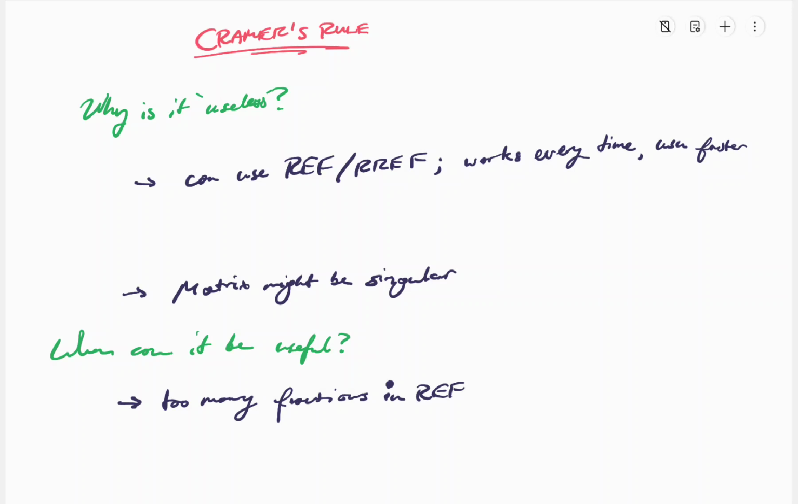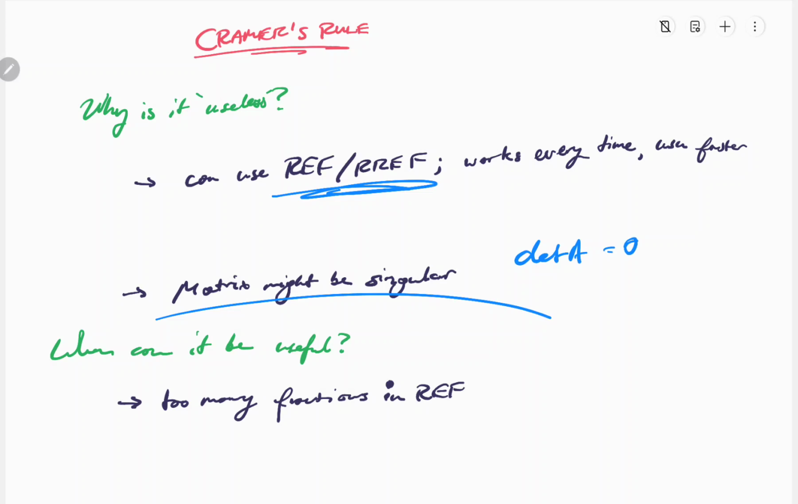So why might Cramer's rule be useless to some people? We can use row echelon form and reduced row echelon form, and that works every time and is usually faster. And also the determinant might not exist, and then you would be dividing by 0. So if the determinant of the original was 0, you would have to divide each of the new determinants you find by 0, which would be an undefined value.